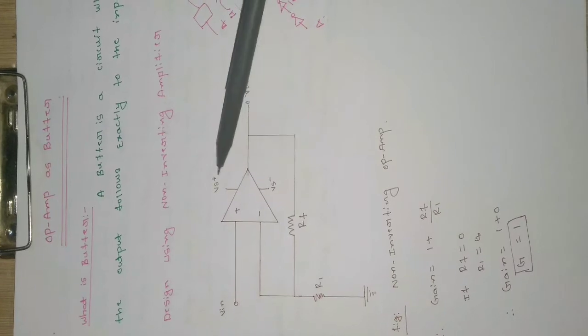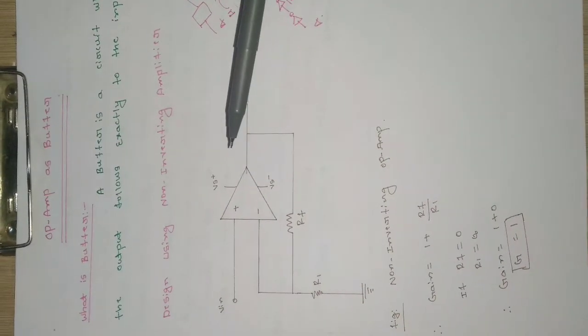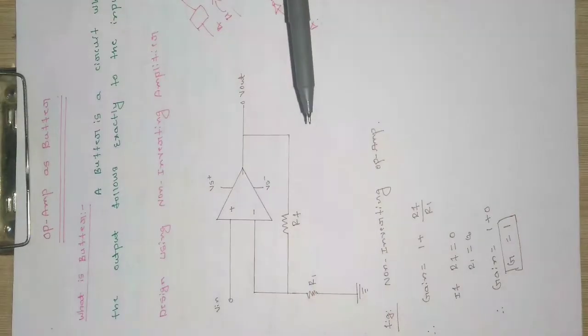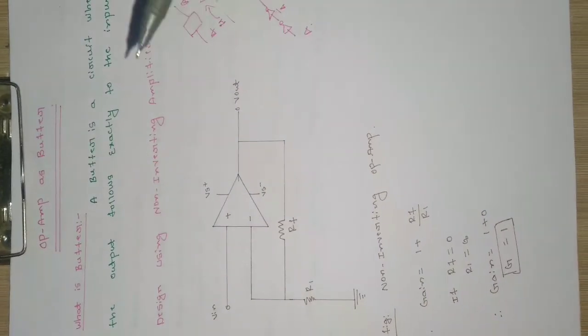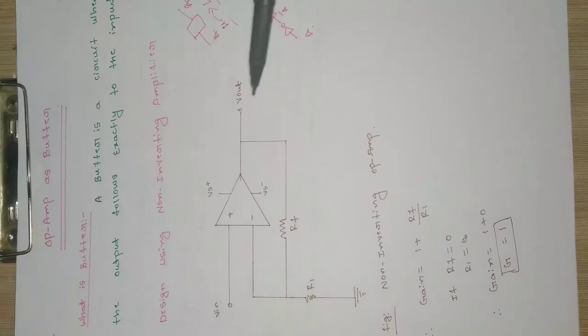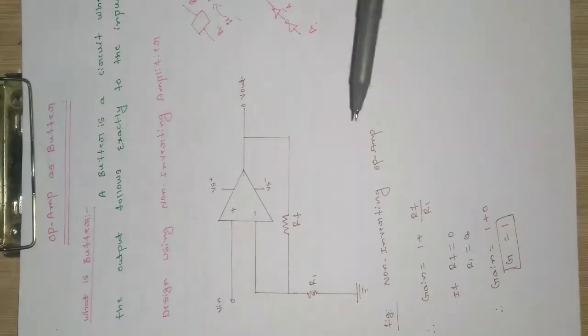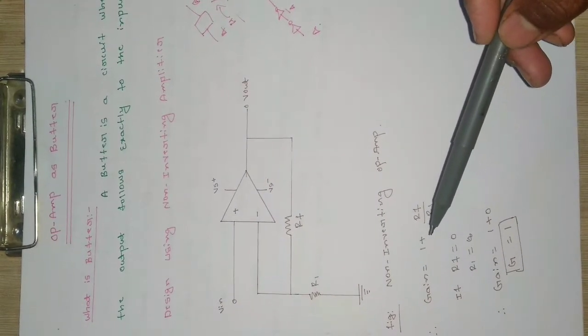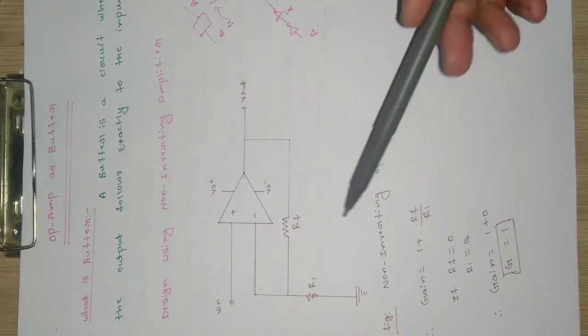Okay, so this is the power supply, Vs plus and Vs minus. The op amp basically operates on 3 volt, 5 volt or 12 volt depending on the application. So this is the output pin where we will be getting the output. Okay, so how can we find out the gain for this one? Gain is equal to 1 plus feedback resistor by R1 resistor.